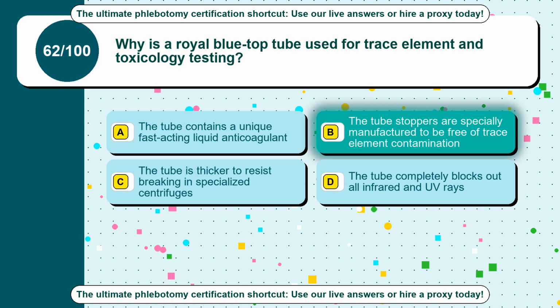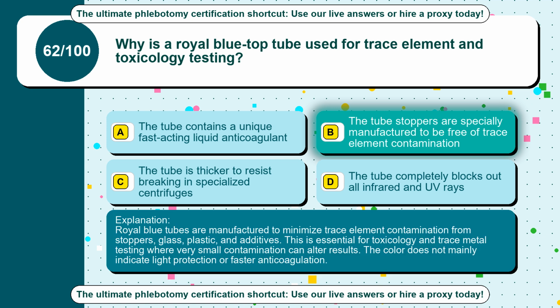The correct answer is option B. The tube stoppers are specially manufactured to be free of trace element contamination. Royal blue tubes are manufactured to minimize trace element contamination from stoppers, glass, plastic, and additives. This is essential for toxicology and trace metal testing where very small contamination can alter results. The color does not mainly indicate light protection or faster anticoagulation.